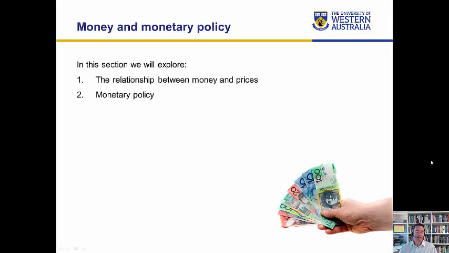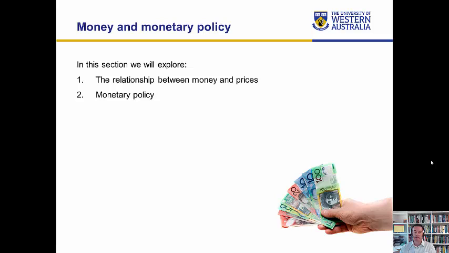The next thing we have to look at in this topic is money and monetary policy, and in particular two things. First of all, the relationship between money and prices, and second of all, monetary policy. Now, these two separate elements of this next set of slides we're going through are related. However, we're going to treat them quite separately. We're going to deal with monetary policy first, so number two first, and then we're going to have a look at the relationship between the money supply and prices.